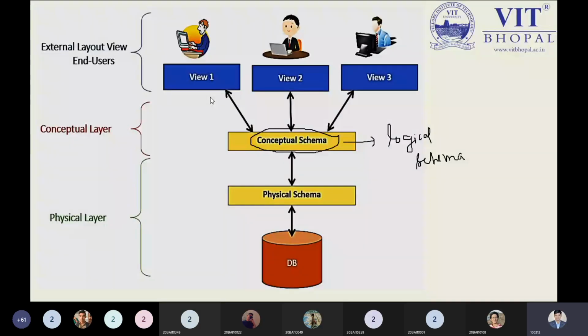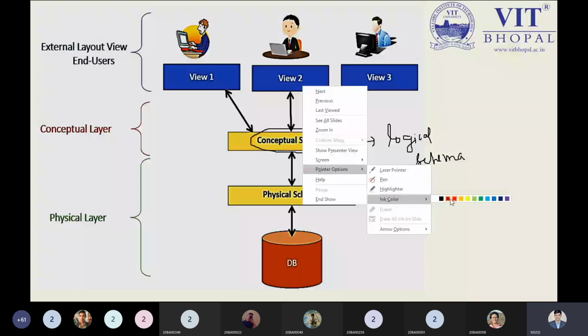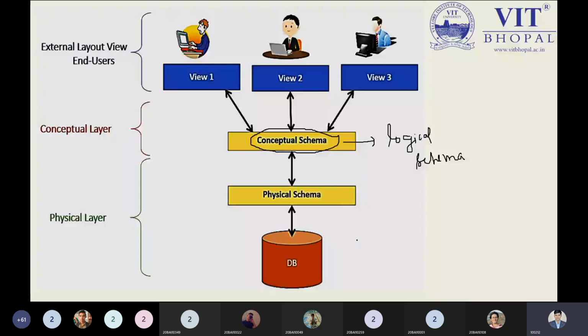So this diagram is visible to all, view 1, view 2, view 3. Yes, sir. This diagram is totally representing our schema at the different levels. If we're talking about each and every concept, as we know, this is our main database where the information will be stored. But how is this database interpreted at the different levels?